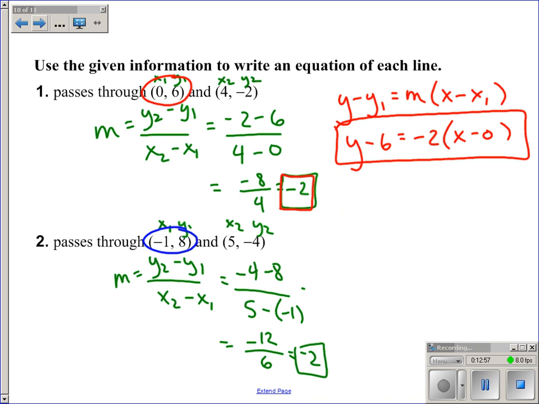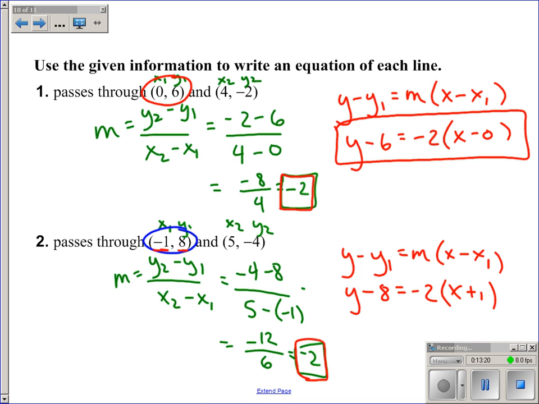And our equation is y minus y1 is equal to m parenthesis x minus x1. y minus the y coordinate would be 8. The slope is negative 2. x minus the x coordinate of negative 1. So x minus a negative 1 is x plus 1. And this is the equation of my line in point slope form.